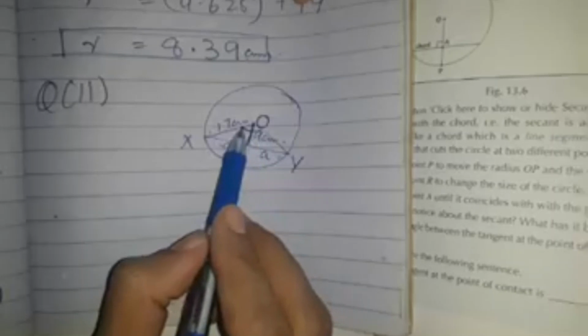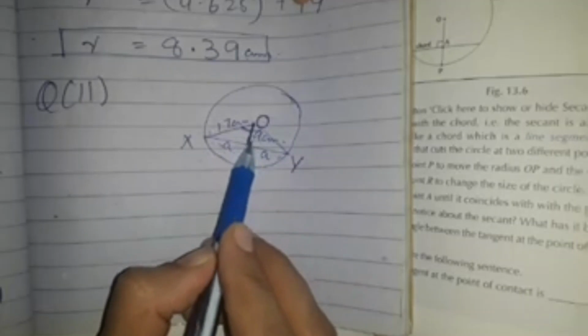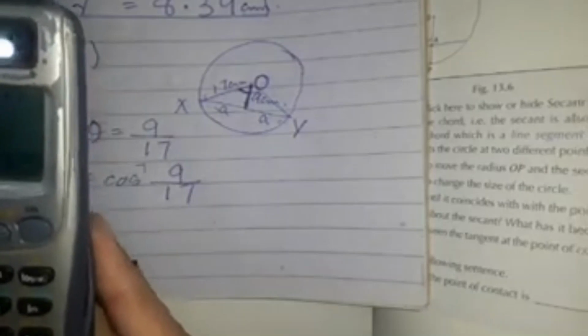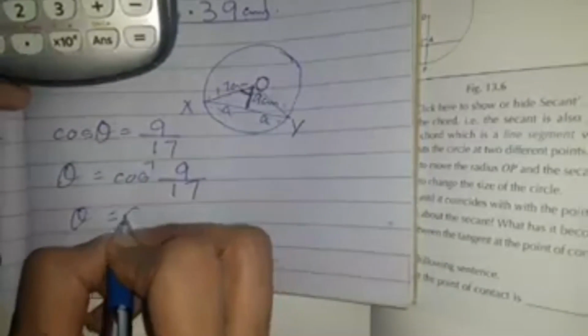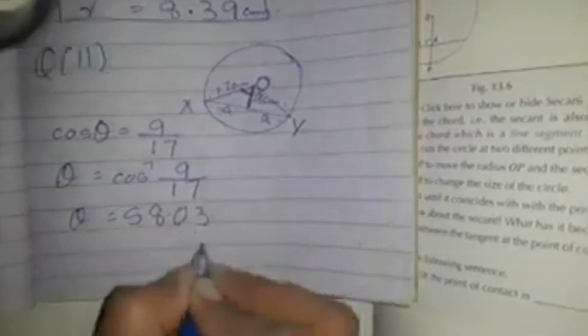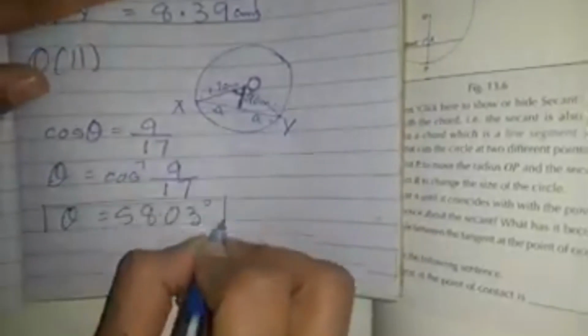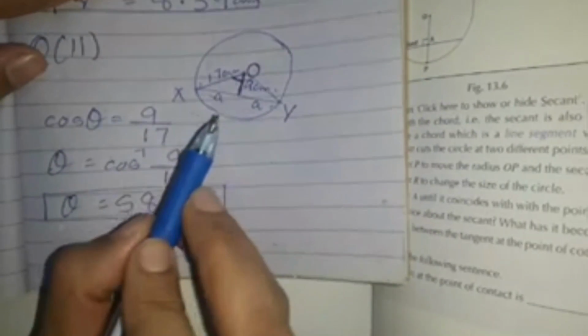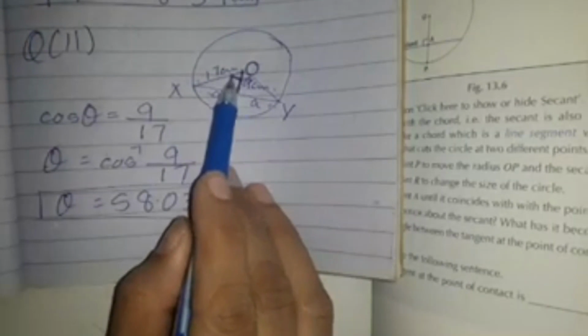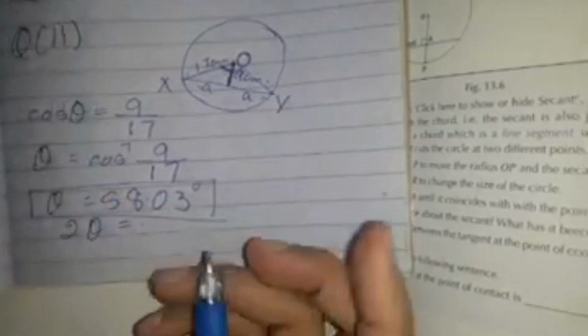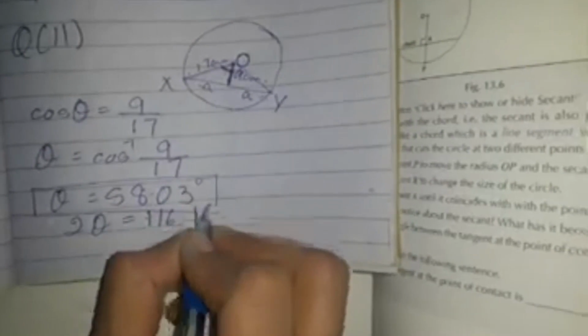So we need to find out the angle. What is this angle? This is base and hypotenuse, cos theta equals 9 over 17, which is 58.03 degrees. And remember, it is only this angle. The whole angle will be twice of theta, which is 116.1 degrees. Now we have the angle.